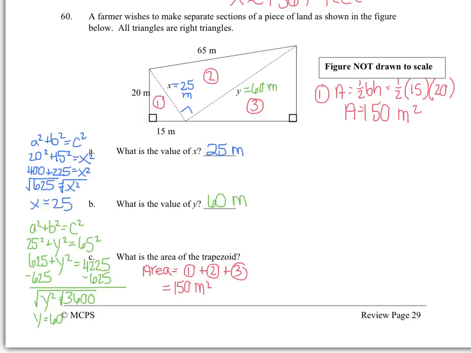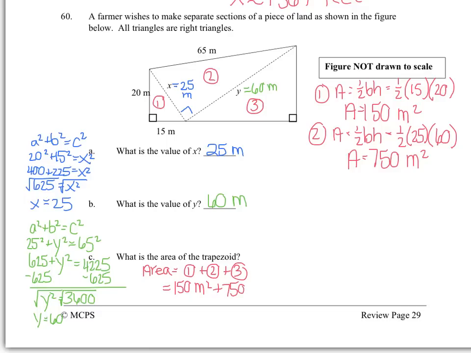The area of 2 is 1/2 base times height. So that's 1/2 times 25 times 60, which is going to give me an area of 750 meters squared. So we know we're going to be adding 750 meters squared. And then we have to find 3.